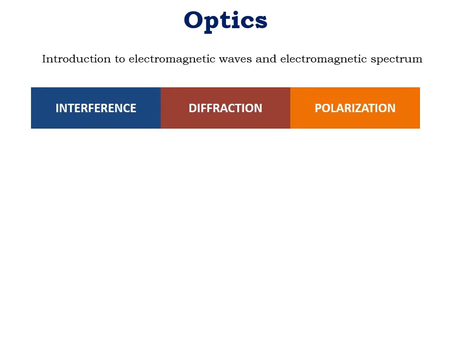Then rest of the portion of our unit is divided into three sections, and that sections are interference, diffraction and polarization. Of course, here we are going to talk about interference of light, diffraction of light and polarization of light.